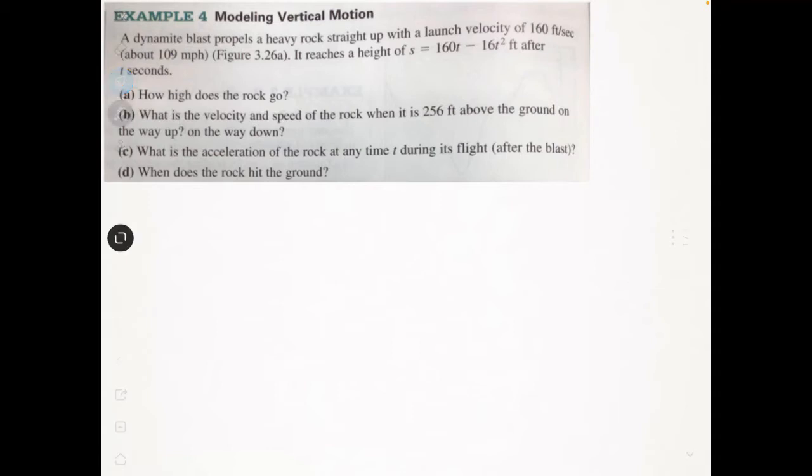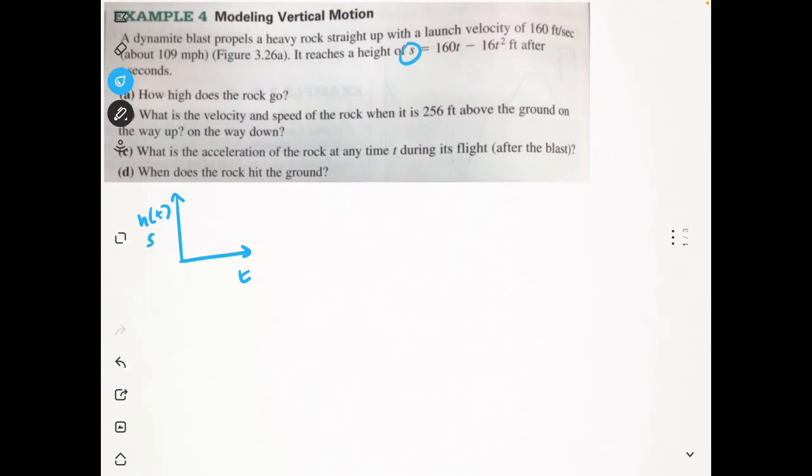The situation that they're giving us is that a dynamite blast propels a heavy rock straight up with a launch velocity of 160 feet per second, which is about 109 miles an hour. There's a figure for it, but I'm going to draw it out. It says it reaches a height of s equals 160t minus 16t squared feet after t seconds. So what it's saying is, if this is our height and this is our time, or maybe I shouldn't say h of t because it's labeled as s here, but you guys get the idea, s.